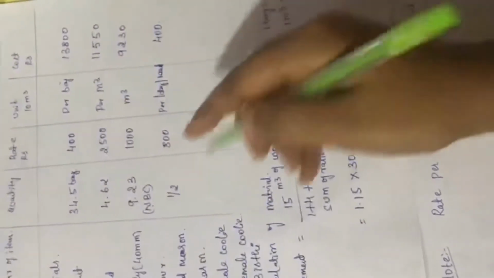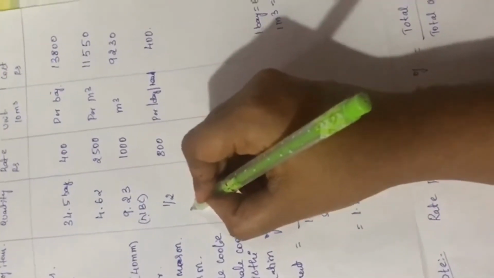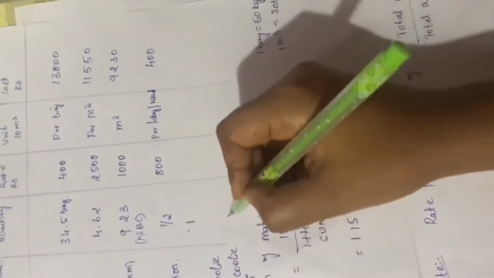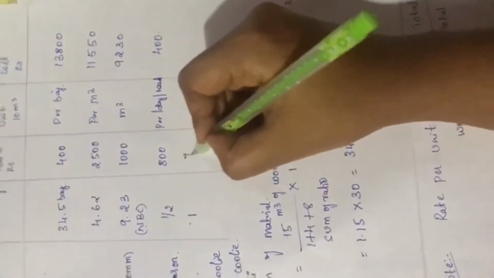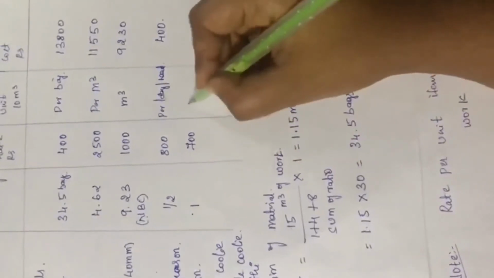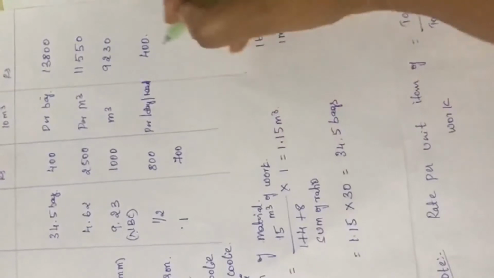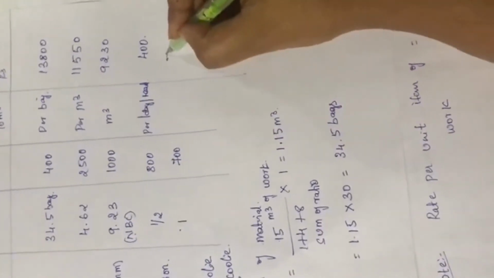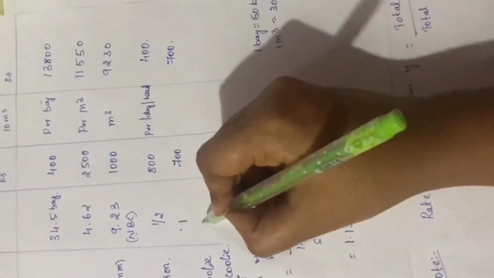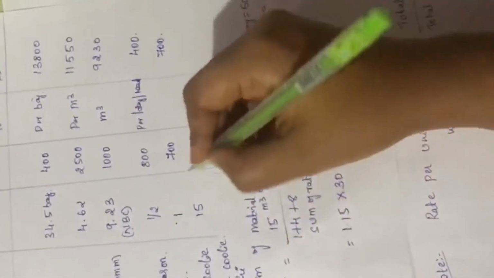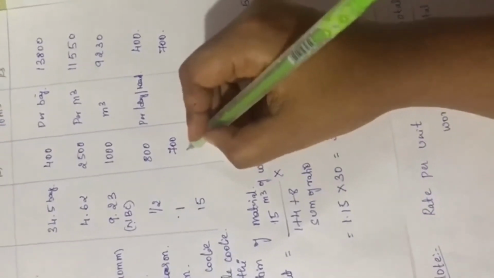Again, when you are considering the masons, one number is required. The rate is 700 rupees, and the unit is per day per head. Again, male coolie, it will be required with 15 numbers. At 500 rupees each, the total cost will be 7,500 rupees.